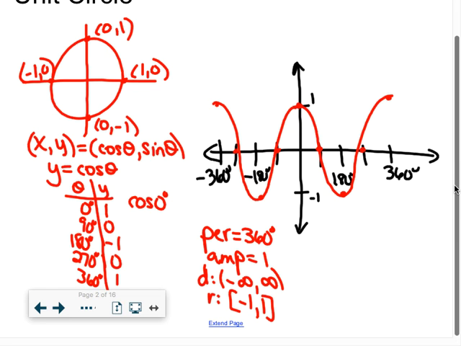So I plotted then 0, 1, and what we're going to learn in general about cosine is it starts at the a value. Okay, it's always going to start at your a value. So if a is positive, you go up. If a is negative, you go down. Then it was (90 degrees, 0), (180, negative 1), (270, 0), (360, 1). And then you just follow the pattern.